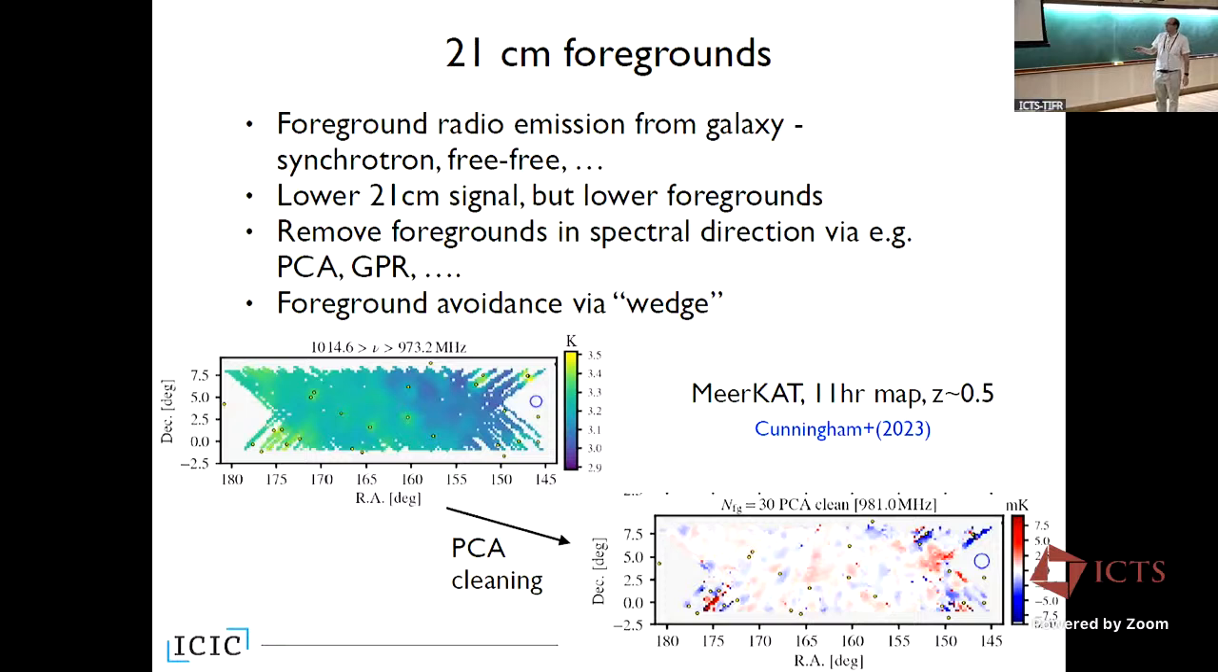And this is just an illustration of that. This is a map that was made with the MeerKAT telescope in South Africa. It is only about 11 hours of data targeting a redshift of 0.5. And you can see there's lots of stuff here. This is all foregrounds. If you fit 30 PCA components, and that's a large number, then you can get to this cleaned map where you can see something that maybe starts to look a bit more like a Gaussian random field, although there's still bits of crud in there.